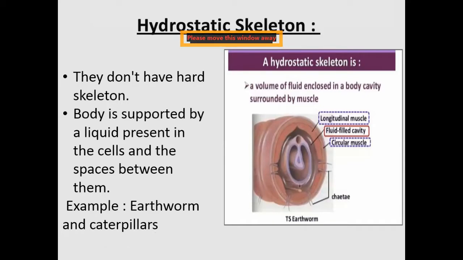I'm repeating: soft-bodied animals like the earthworm and caterpillar do not have a hard skeleton, but their bodies are supported by a liquid present in the cells and spaces between them. So the examples are the earthworm and the caterpillar. This is a diagram of an earthworm.